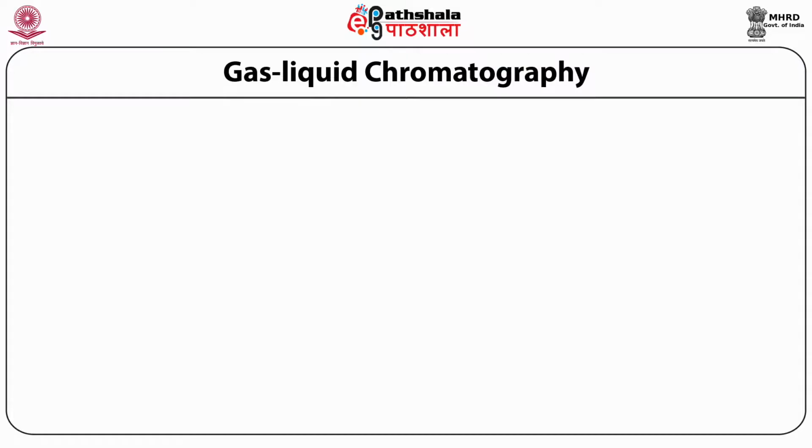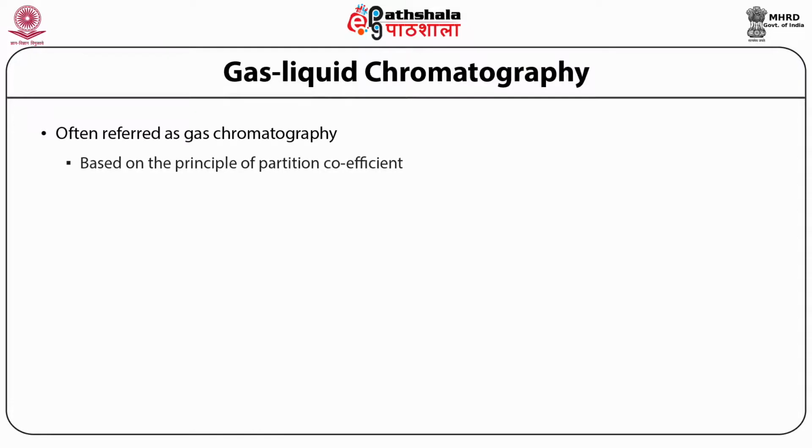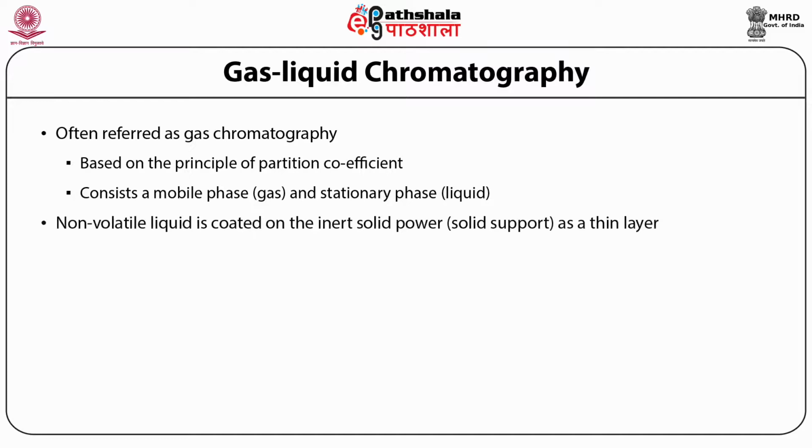Gas-liquid chromatography is often referred to as gas chromatography, which is based on the principle of partition coefficient. As the name of the technique suggests, it consists of a mobile phase that is gaseous in nature and a liquid stationary phase. The non-volatile liquid is coated on an inert solid powder as a thin layer or along the inner wall of a capillary tubing. This liquid film helps in partitioning of the sample components between the stationary phase and the mobile phase.